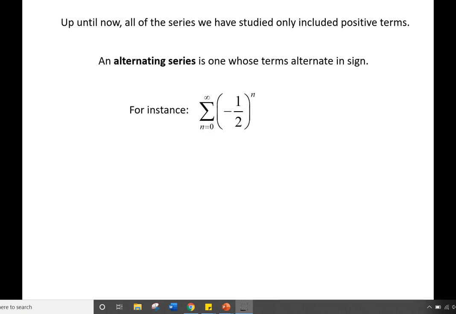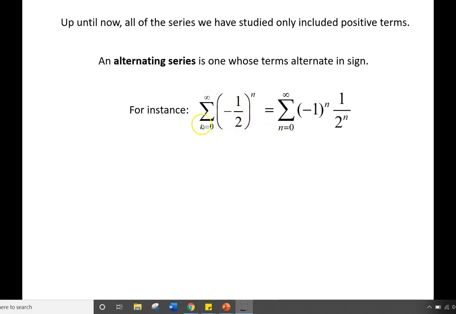So for example, this would be called an alternating geometric series, because if you think about when n is 0, this would be a positive term. When n is 1, this would be a negative term. When n is 2, it would be a positive term. And then when n is 3, negative. So it would go back and forth between a positive term and a negative term.